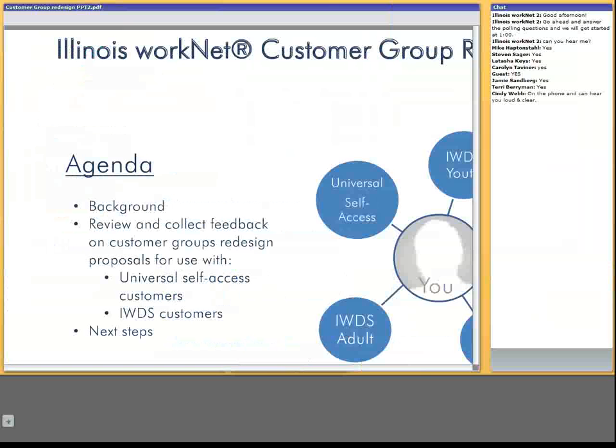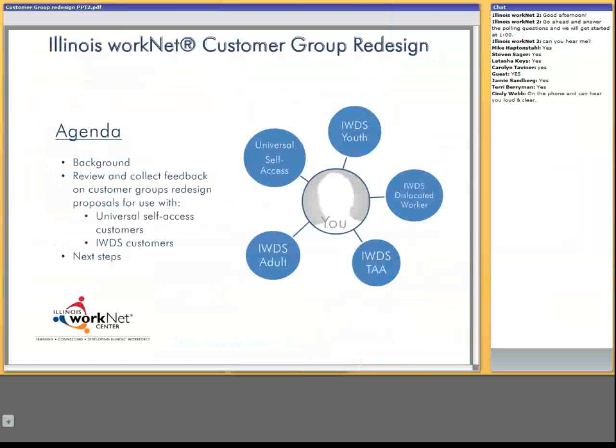Okay, so today this is the Illinois WorkNet Customer Group Redesign webinar. We're going to cover some background information because there are some people that are relatively new to customer groups or haven't used customer groups before. We will take a look at how we currently use customer groups and compare that with the proposed redesign. And with that, we want to get your feedback on that process, especially the two categories of customers we're going to specifically be talking about: the Universal Self-Access customers as well as the IWDS customers, and then we'll take a look at some next steps.